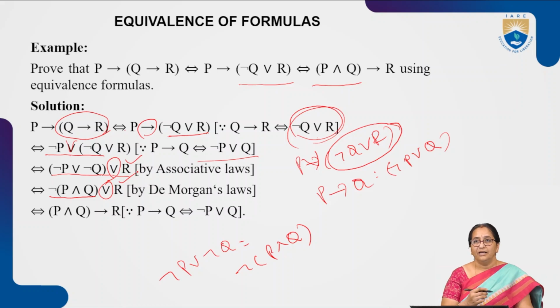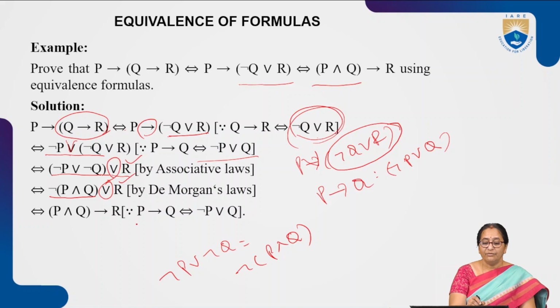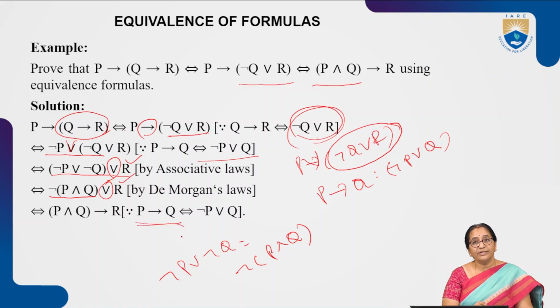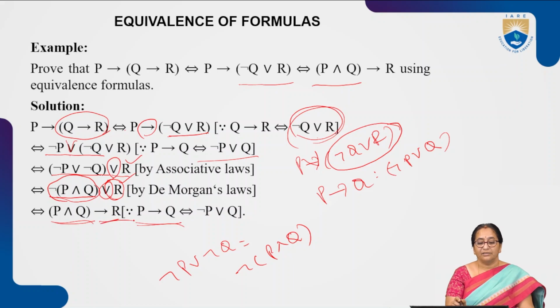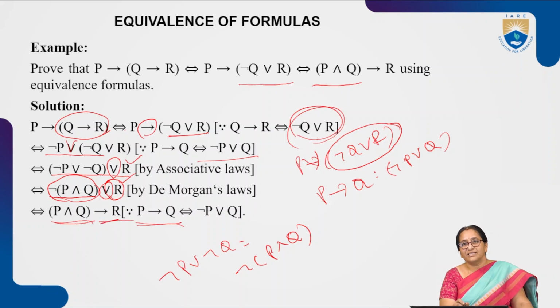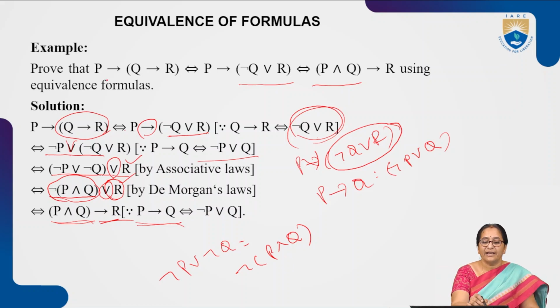We need to place it. Next, we know already P → Q is ¬P ∨ Q. The entire one is ¬(P ∧ Q), just imagine it like that, and then we have (P ∧ Q) → R. P → Q is always ¬P ∨ Q. Based on that, we identified P → (Q → R) is equivalent to what we already have.